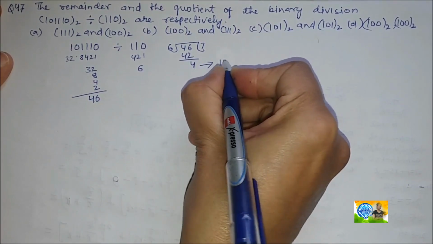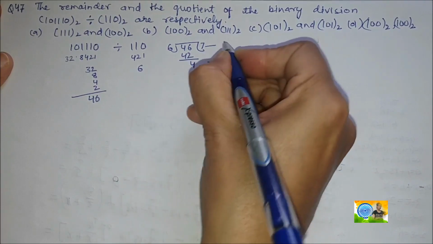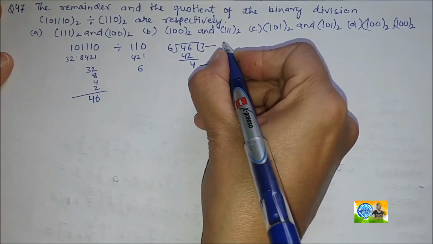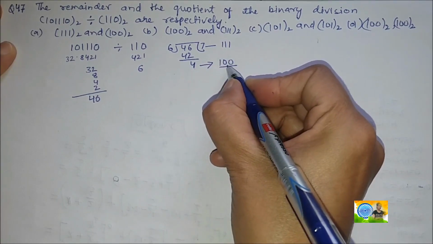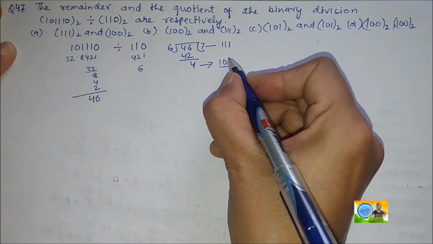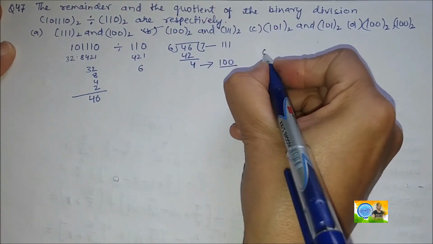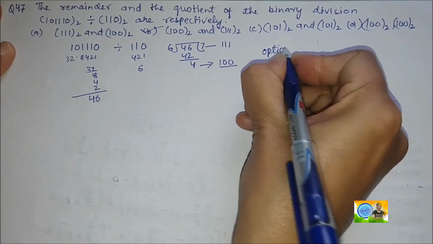4 is 100, and the quotient 7 will be 4 plus 2 plus 1. So this is 111. So the remainder is 100. First we have to tell the remainder and then the quotient, and this matches with option B. So option B is the correct answer.